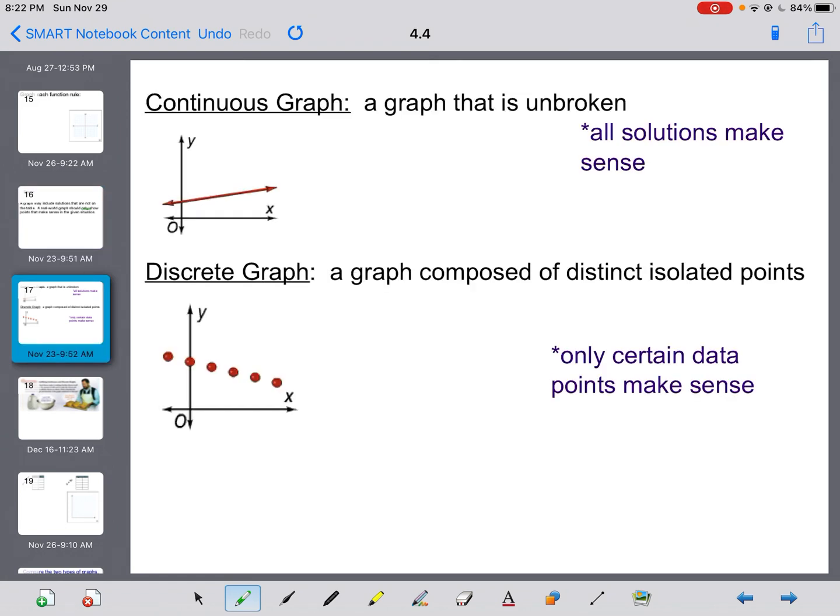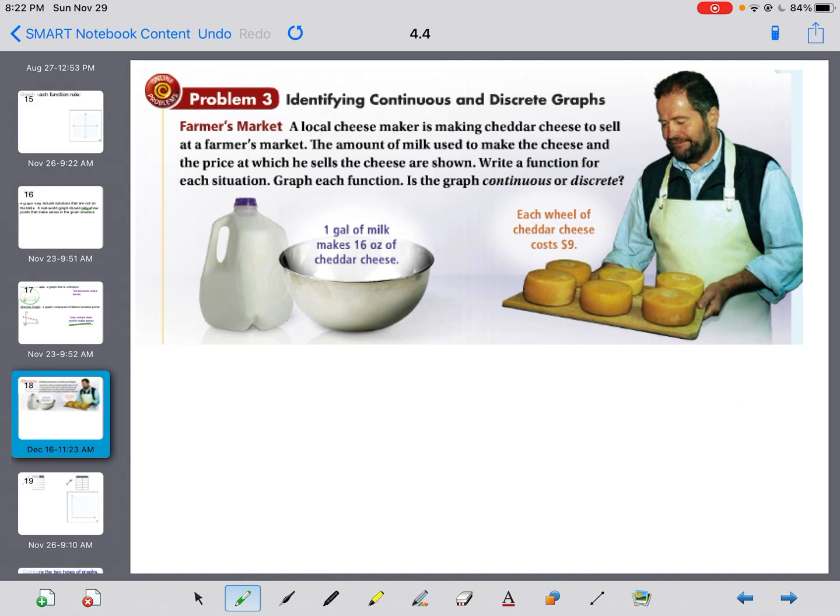The two types of graphs that you're going to work with today are called continuous and discrete. Continuous means we connect all the dots. Every point that your line touches makes sense for your situation. A discrete graph means that only certain data points make sense, so we actually don't connect the dots. We just graph the dots and leave them as they are. Okay, we'll try a situation that has both, and we'll see if we can pick out which one is which.